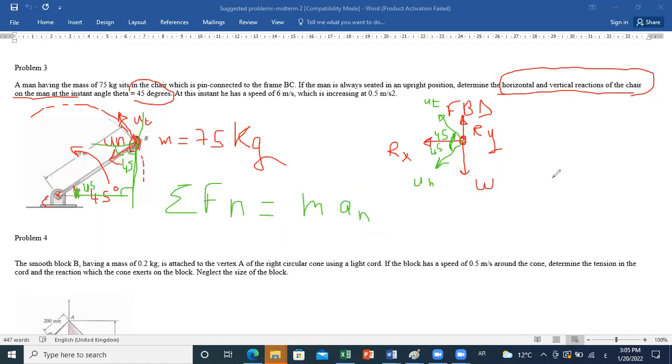Let us project together. The weight has a positive projection on un. And since the angle is 45, I should do W cosine 45. So plus the weight cosine 45. This is the projection of the first force. Now, Rx, if you project Rx on un, it's also positive. And the angle also is 45. So plus Rx cosine 45.